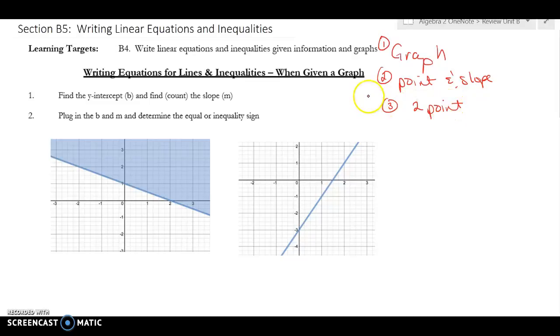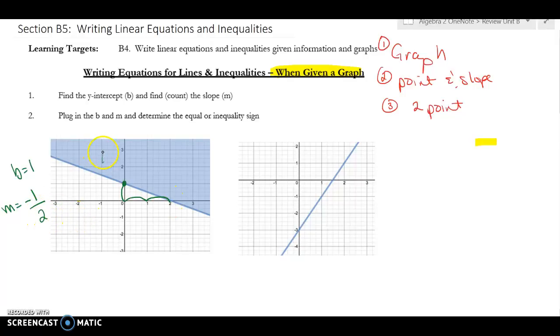So the first type we're going to do is the ones where I give you a graph. Okay, and when I give you a graph, what you do is you start off by just finding your M and your B. So my B for this one is 1. And then I go down 1. So that's a -1 since I went down. And I go over 1, 2.